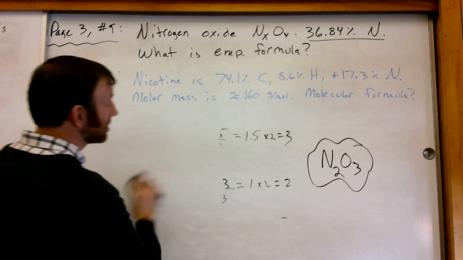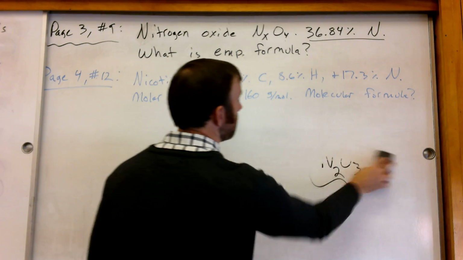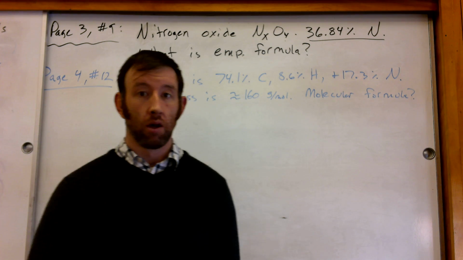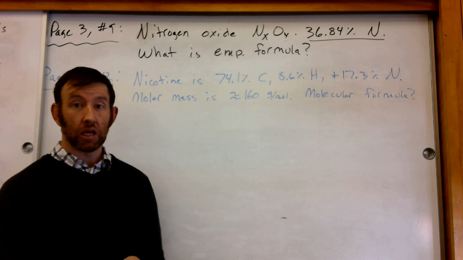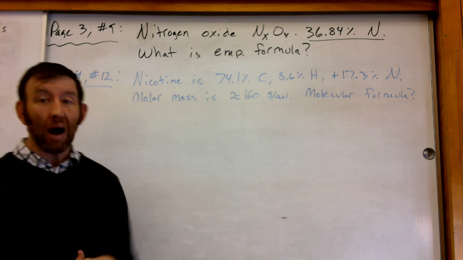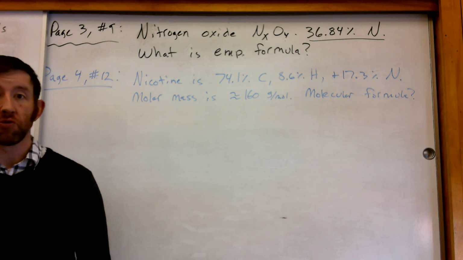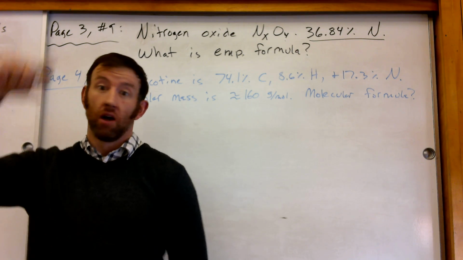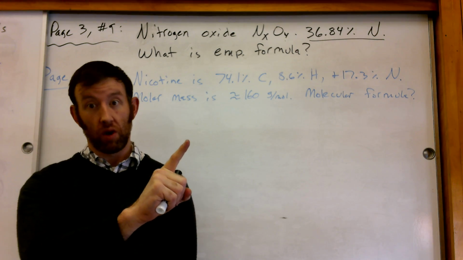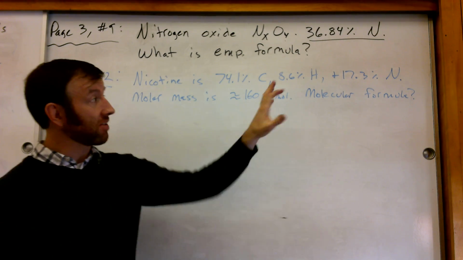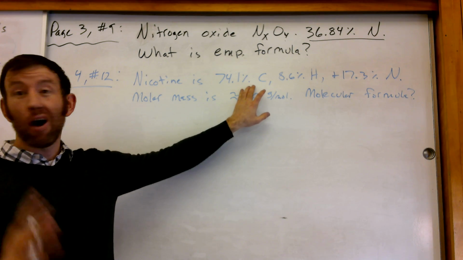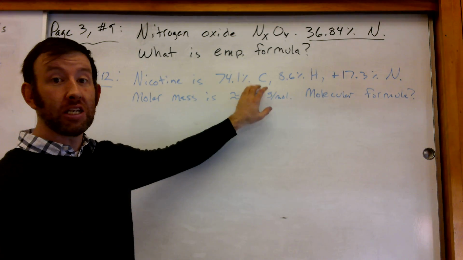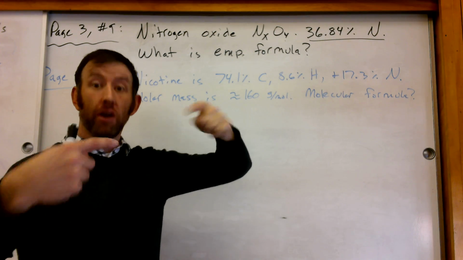So nicotine is 74.1% carbon, 8.6% hydrogen, and 17.3% nitrogen. We're also given the molar mass in this case, which is about 160 grams per mole. So that's enough information right there to figure out a molecular formula. We just got to go through some steps. First step, what's our empirical formula? How do we do that? If you're given percent composition, we want to get them out of mass into a ratio. So we're going to divide each of our percent masses by their individual atomic mass.